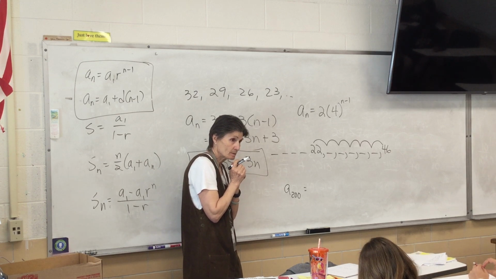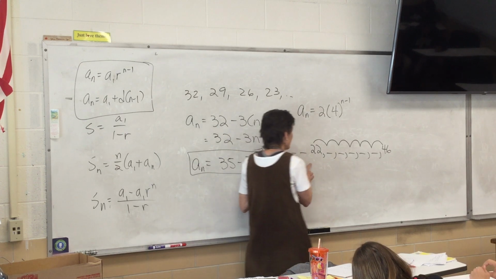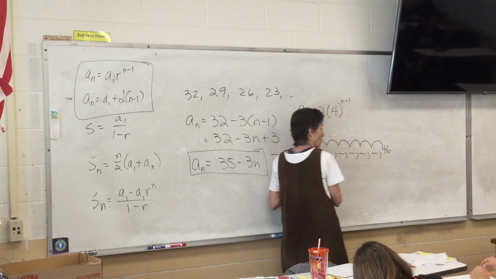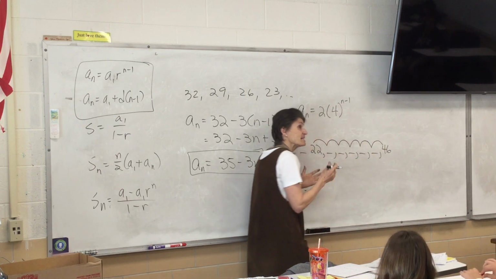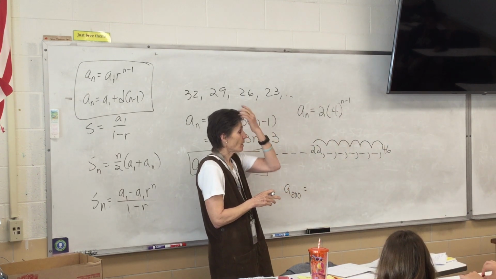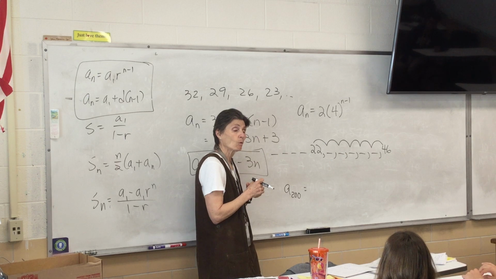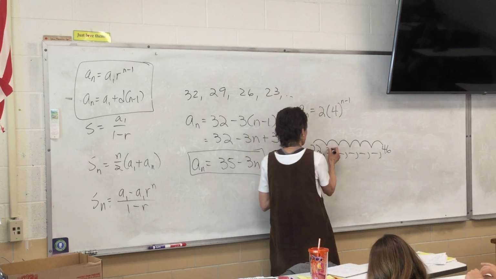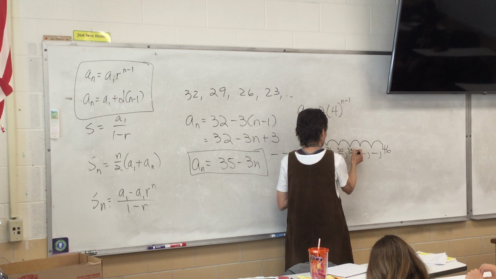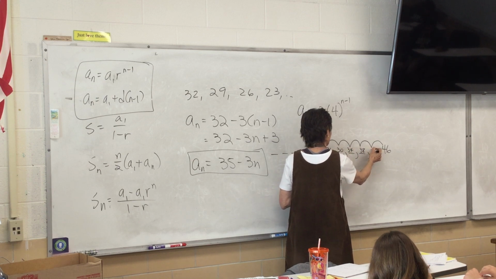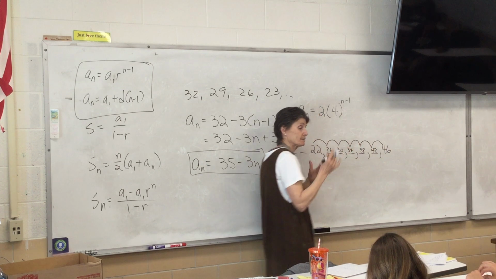24. So I'm doing a total distance of 24, but I'm doing it in 6 steps, 6 equal steps. So how big is each step? 4. So I'm adding 4, and 4, and 4, and 4, and 4, and 4. Perfect.